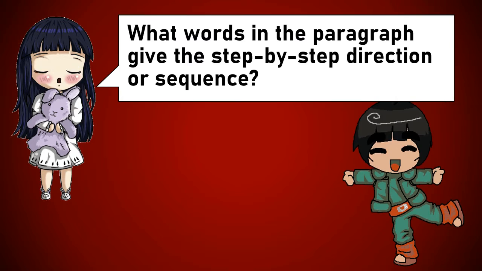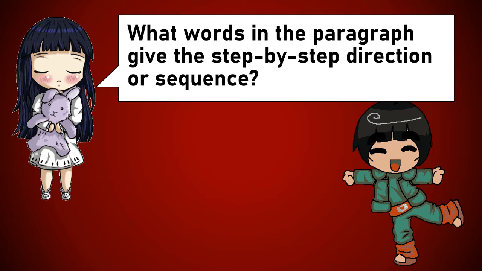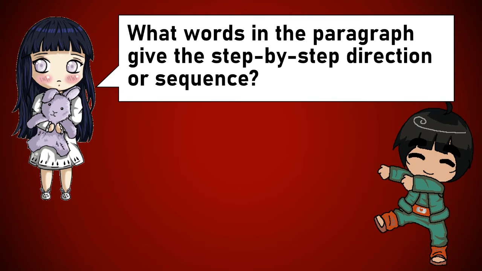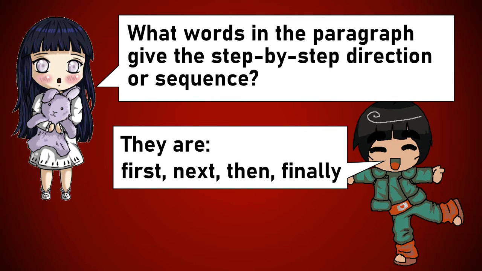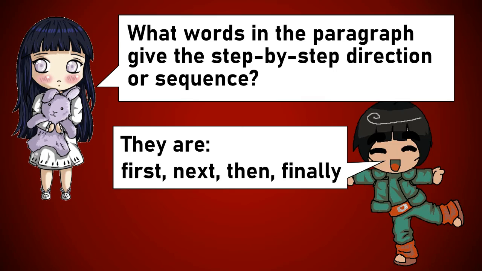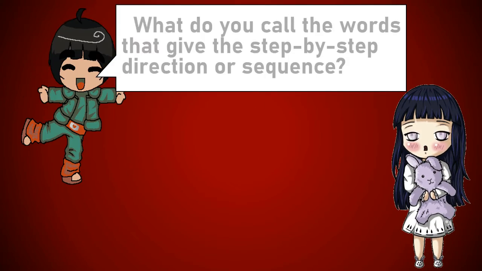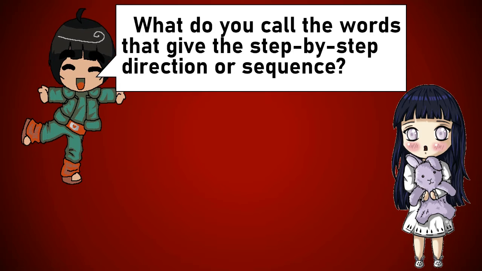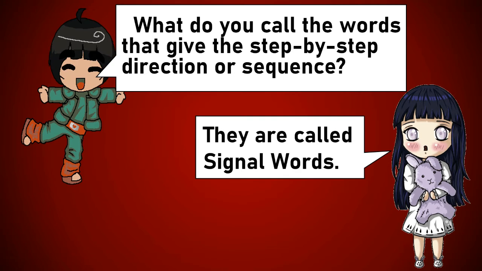What words in the paragraph give the step-by-step direction or sequence? They are first, next, then, finally. What do you call the words that give the step-by-step direction or sequence? They are called signal words.